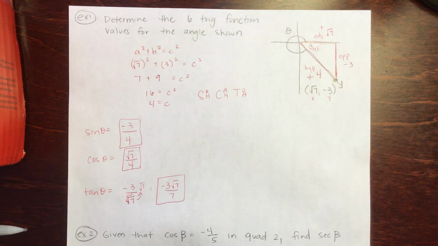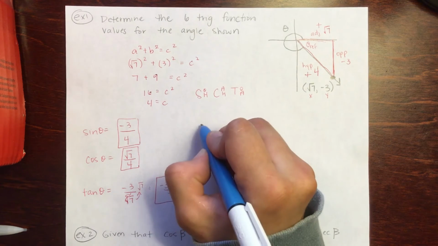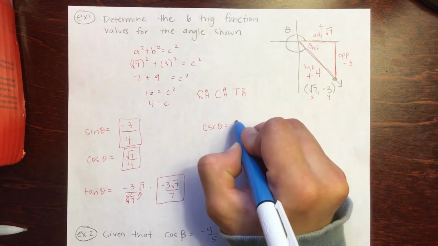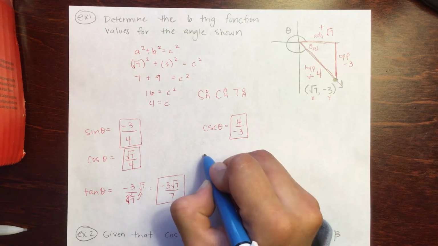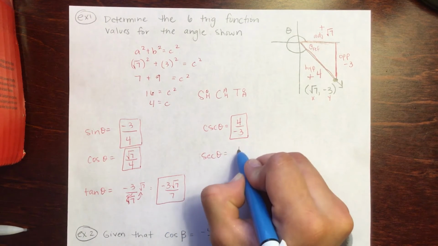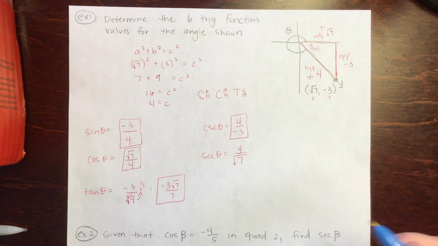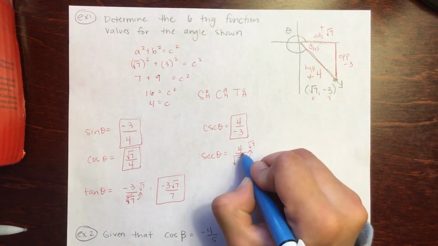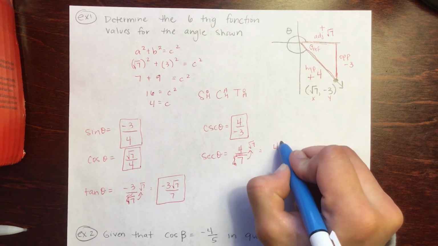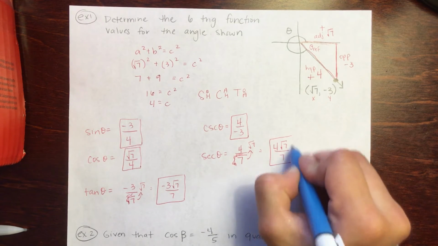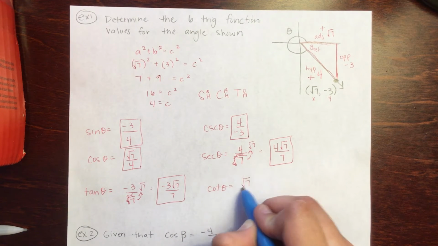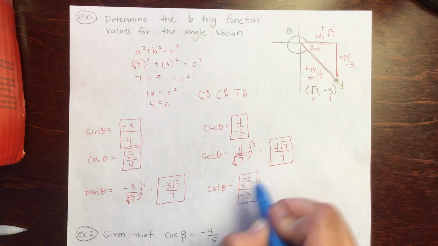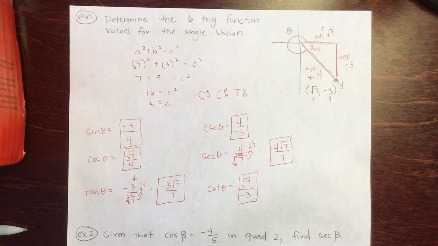Okay, let's use reciprocals to find the other three values. Cosecant is the reciprocal of sine. Secant is the reciprocal of cosine. Rationalize your denominator. And cotangent is the reciprocal of tangent. I'm going to use the original tangent fraction before we rationalized. And we're done. That's it.